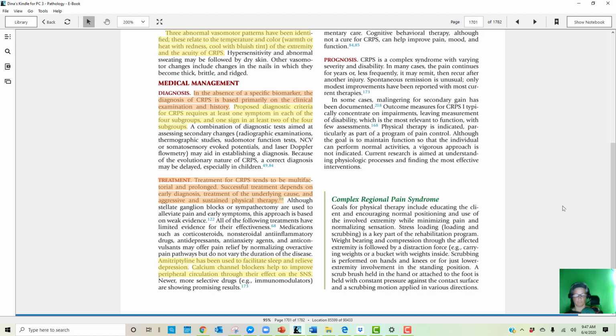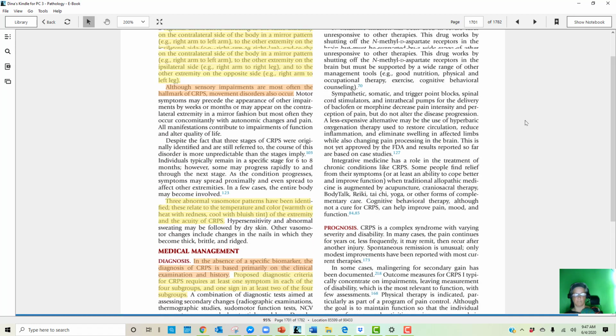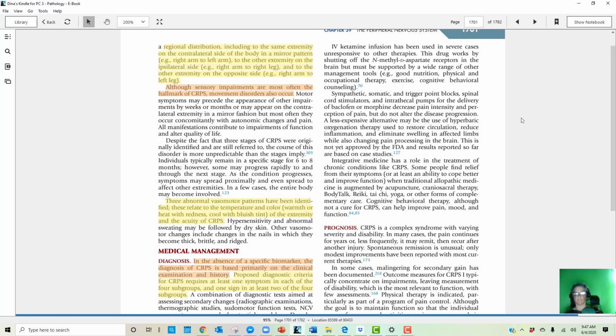IV ketamine infusion has been used in severe cases unresponsive to other therapies. This drug works by shutting off the N-methyl-D-aspartate receptors in the brain but must be supported by a wide range of other management tools. For example, good nutrition, physical and occupational therapy, exercise, cognitive behavioral counseling.